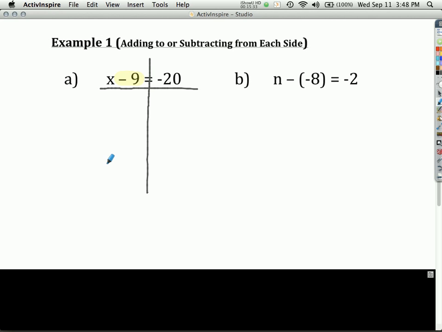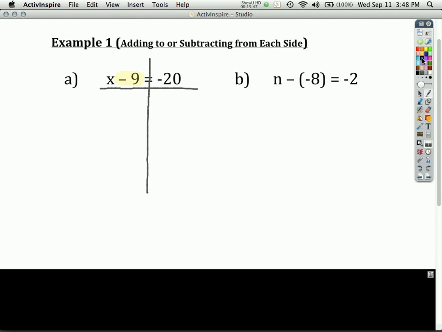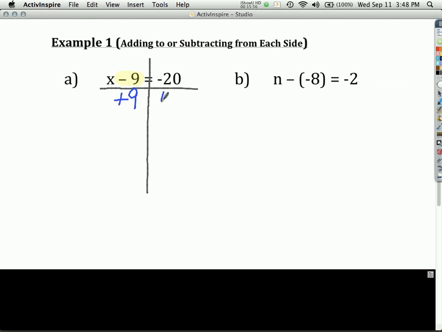And now we are going to use the concept of inverse operations. Inverse meaning we're going to do the opposite operation. This says minus 9. We want to do the opposite of that, so we're going to add 9. And this is called a transformation. Since it's a transformation, we must do it to both sides. So we are going to add 9 to both sides of the equation.